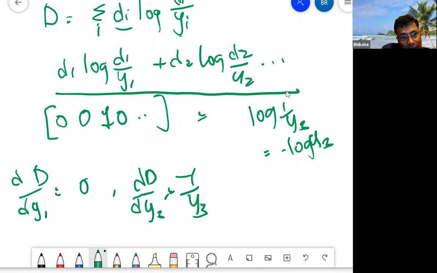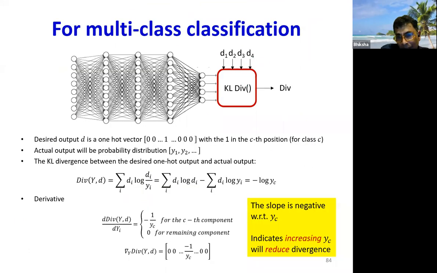For one-hot vectors, all the d's from the non-target class are 0, and only for the target class d is 1. So this simply becomes minus log of the y for the target class. And the derivative of this divergence is going to be minus 1 over y for the target class and 0 for everything else. So if I write out the derivative vector, it's going to be a vector of zeros, except for the target class where it's going to be minus 1 over y. Now observe something very interesting. This derivative only has a component for the target class.